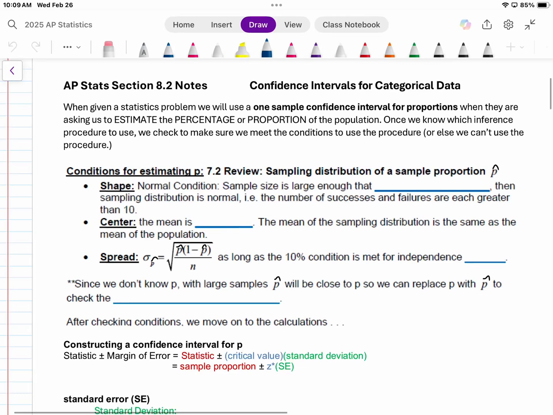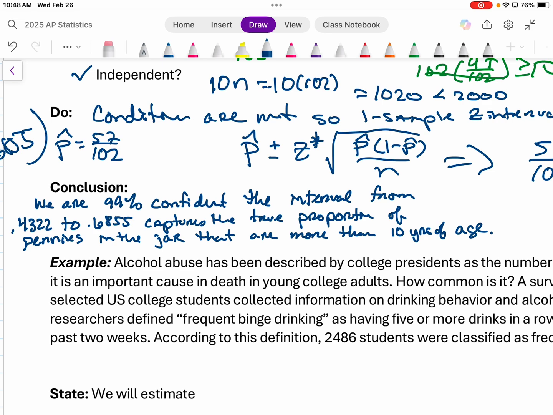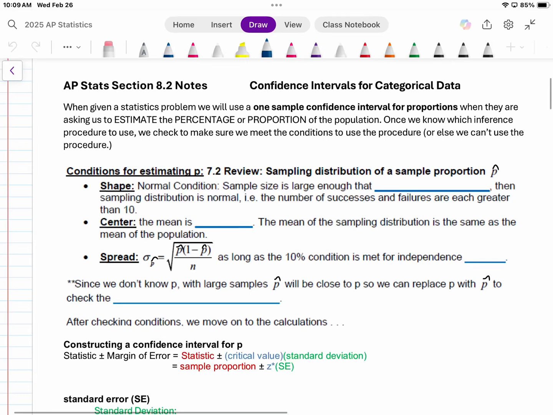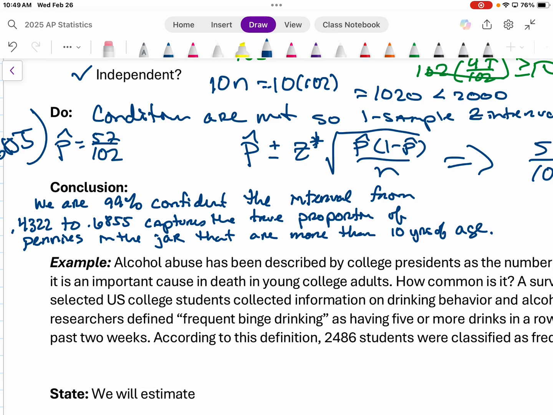So I need to change my sample from 102 maybe to 150. But I can't go above what? How many pennies are in the jar? So that's how much the sample was. There's 2,000 pennies. If I still need to meet the independence condition, I can't be bigger than what kind of a sample? What's 10% of 2,000? 200.